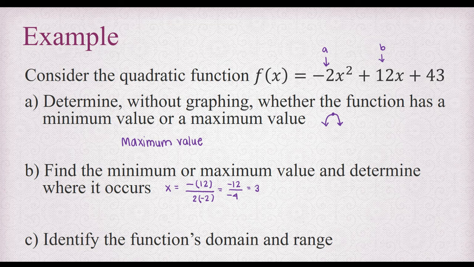So now I want to figure out what the maximum is. And so I'm essentially then evaluating f of 3. So we're going to have negative 2 times 3 squared plus 12 times 3 plus 43. So if I carefully evaluate that, looks like we're going to get 61. So it looks like then my maximum value equals 61. And this is at x equals 3.